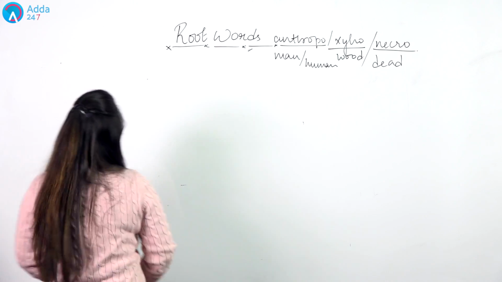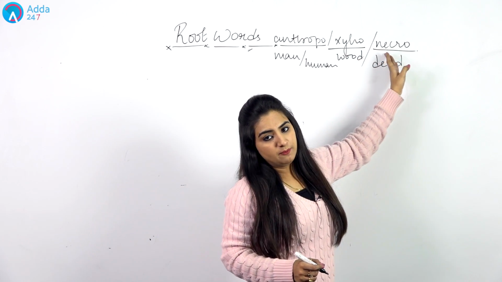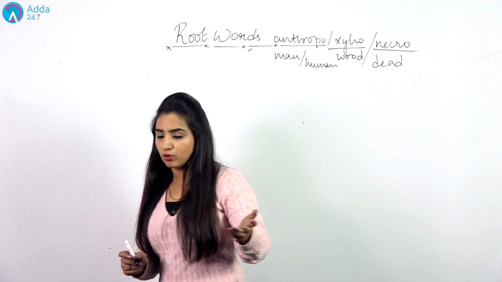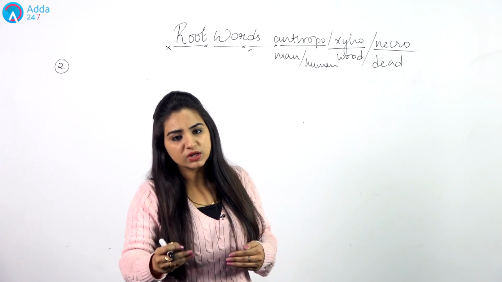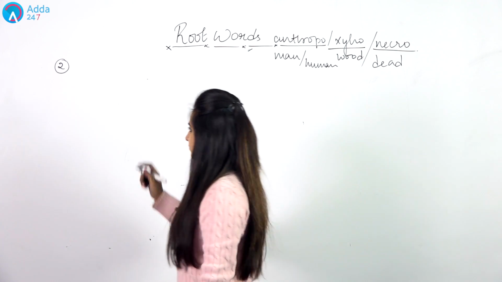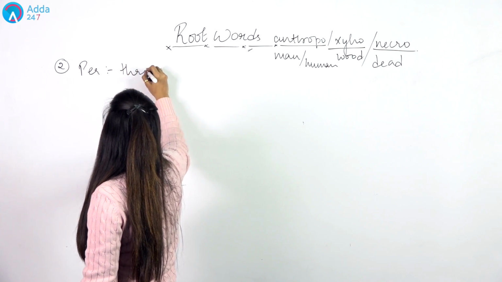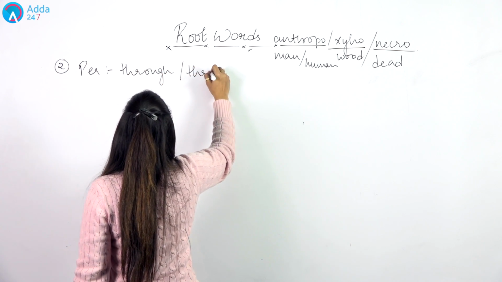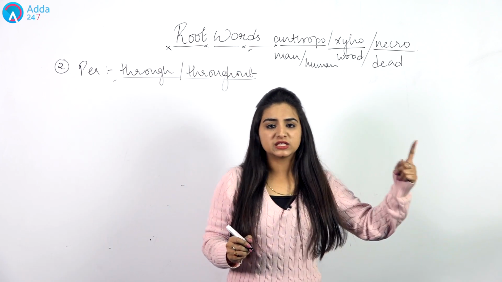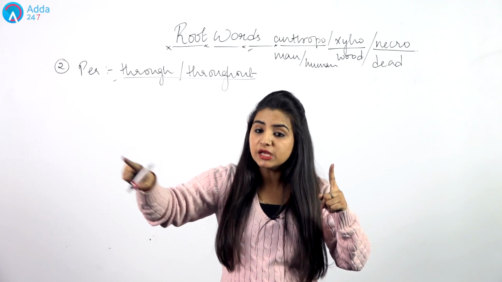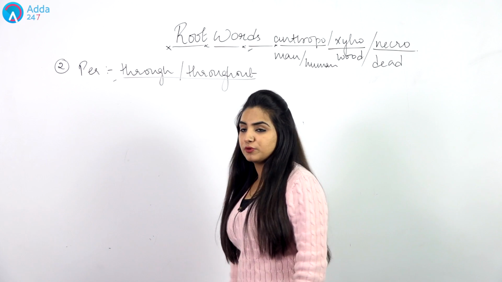Why? Because when I placed anthrop, this was related to human. When I placed xyl, that was related to wood. When I placed necr, that was related to dead bodies, right? So, the root word defines eat, but when you place it with other words, the meaning changes. Then we have the word per. Now, per defines through or throughout. When something starts from one end and keeps on working to the other end, that is what we mean by per, right?